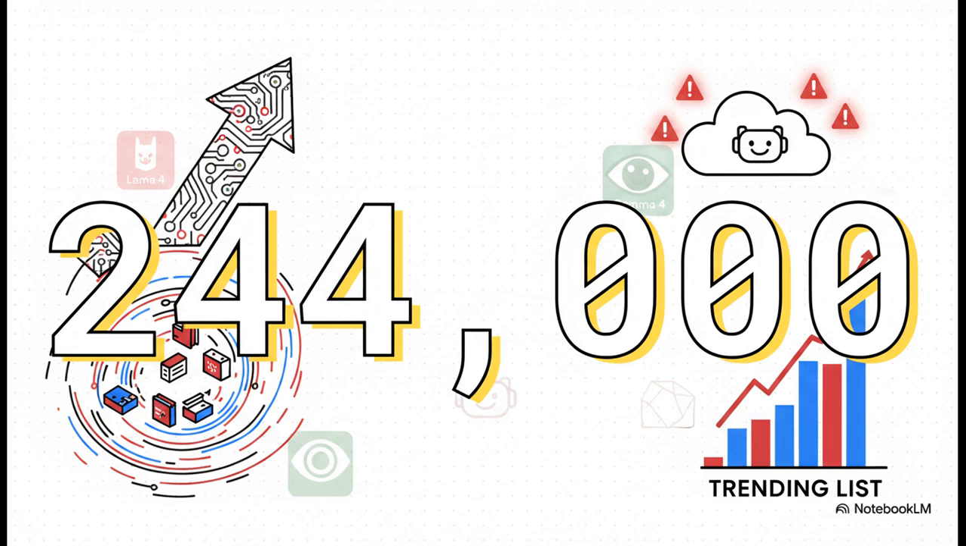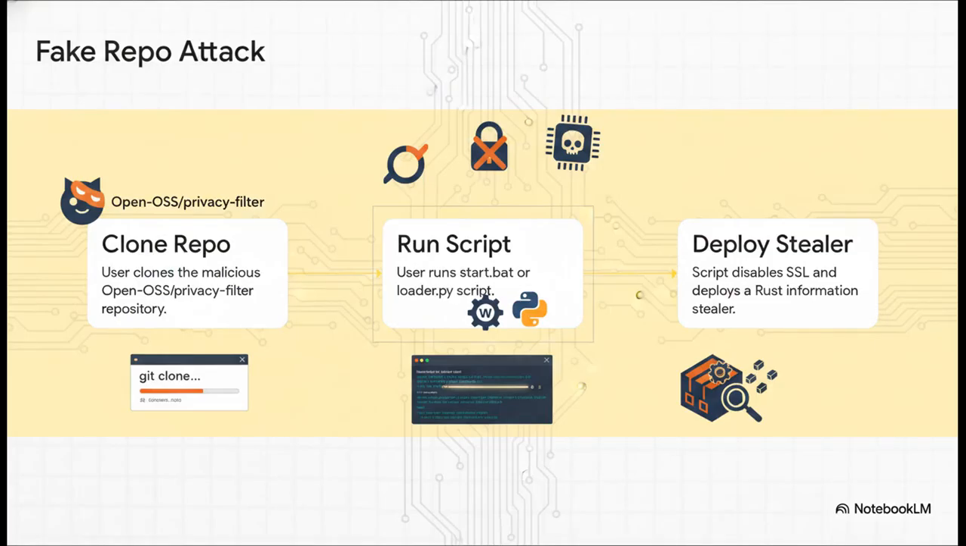244,000. That is the staggering number of downloads a single, highly malicious repository racked up in just 18 hours after hitting Hugging Face's trending list. Let's break down exactly how this supply chain attack worked, just so you know exactly what to look out for. The attackers essentially impersonated OpenAI's newly released privacy filter model. Step 1. An unsuspecting user clones the malicious repo, which was deceptively named OpenOSS/privacy filter.